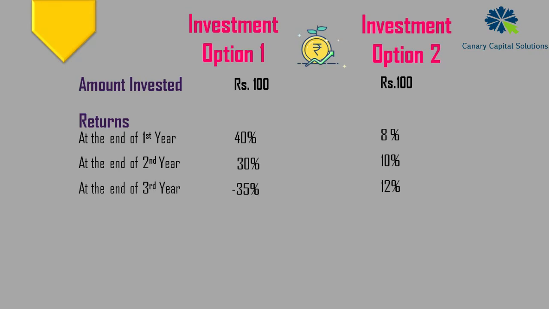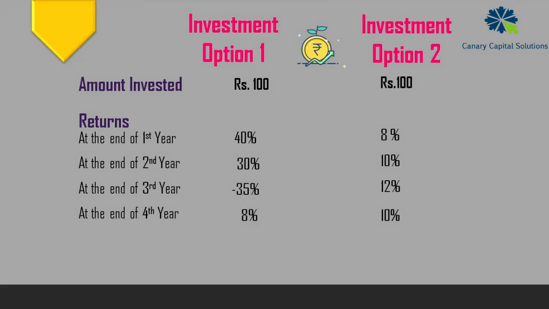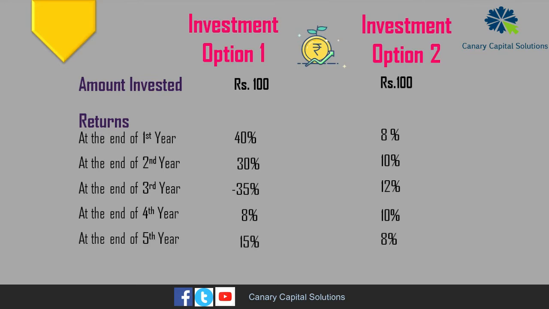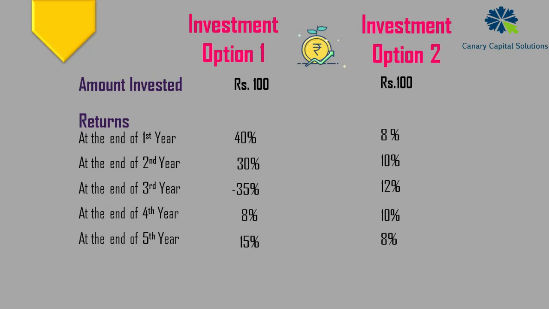At the end of the third year, option 1 gave you minus 35% return and option 2 gave you a positive return of 12%. At the end of the fourth year, option 1 gave you a return of 8% and option 2 gave you a return of 10%. Option 1 at the end of the fifth year gave you a return of 15% and option 2 gave you a return of 8%. Now do your calculation and tell me where would you have invested your money.